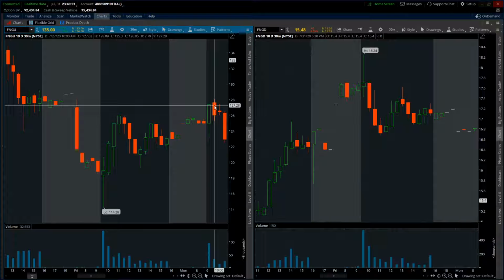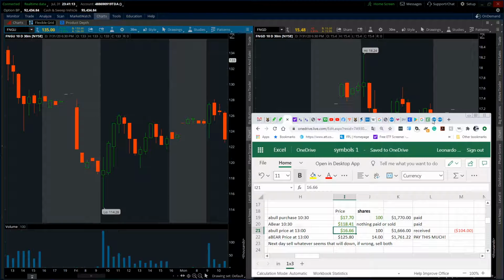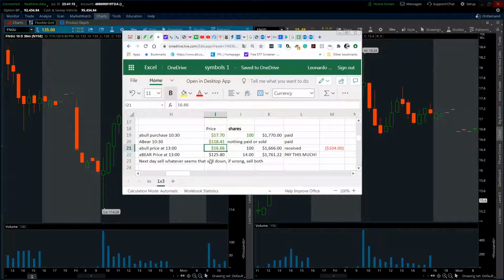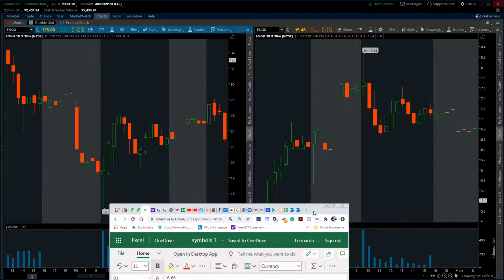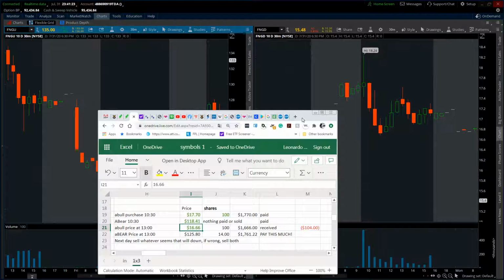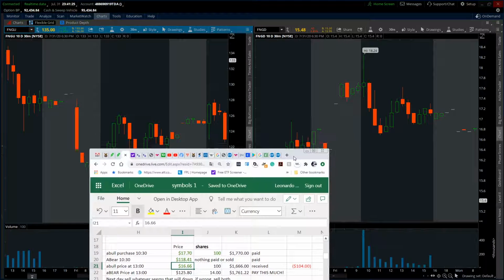So right there, $127.50 will be nice. I think it's possible to catch it there. $127.50 right before it closes. So where's my spreadsheet? $127.50. What's $127.50? Oh yeah, that's much better.